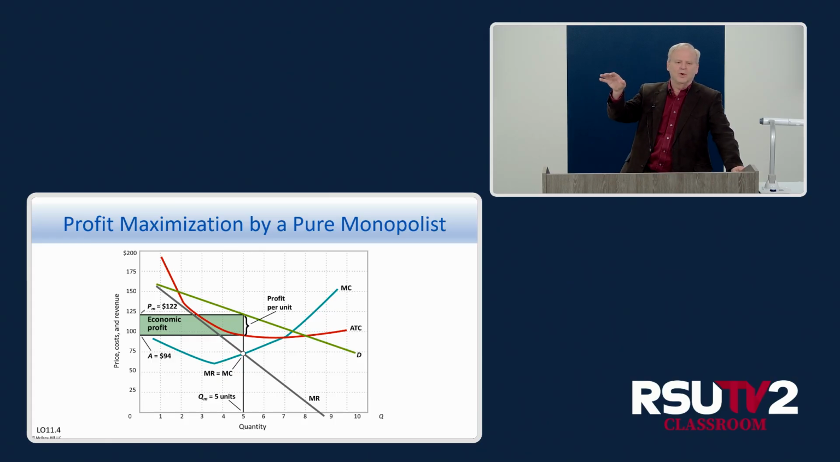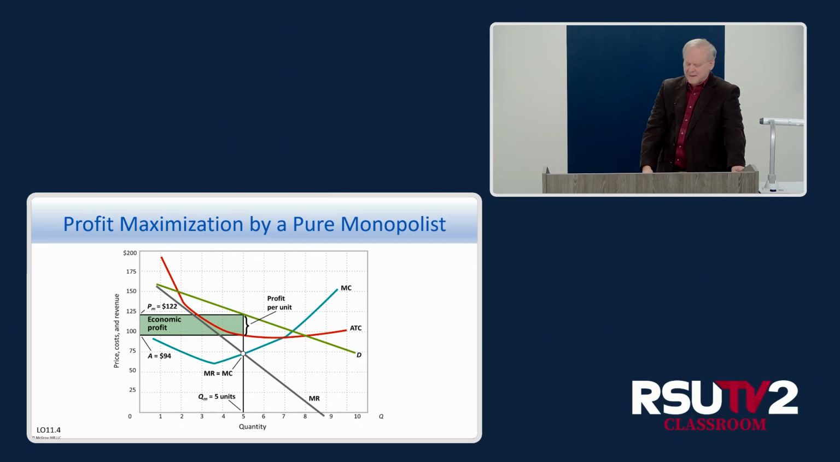Again, I don't mean to belabor this too much, but here in this situation, that's a lure. I used the word lure the last couple of times. That green area is a lure to other owners of capital to enter the industry. But the problem with monopoly is there's barriers to entry, which keeps them out. In perfect competition, you have no barriers to entry. So that green area, that economic profit, would get competed away.